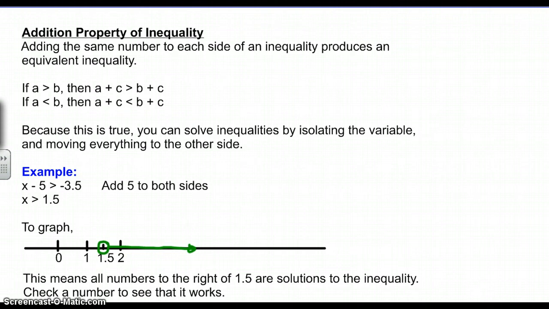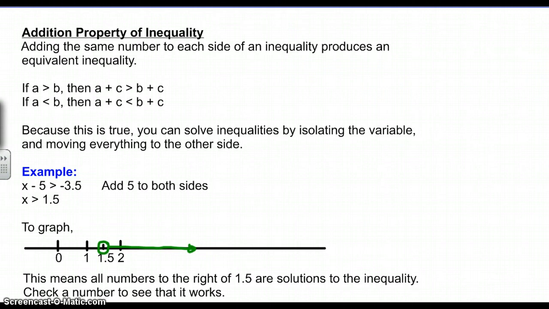For example, in x minus 5 is greater than -3.5, to solve for x, we would have to add 5 to both sides, and we can do this because of the addition property of inequalities. So when we add 5 to both sides, we get x is greater than 1.5. To graph this, you find 1.5 on the number line. You'd put an open circle there because it's a greater than sign.